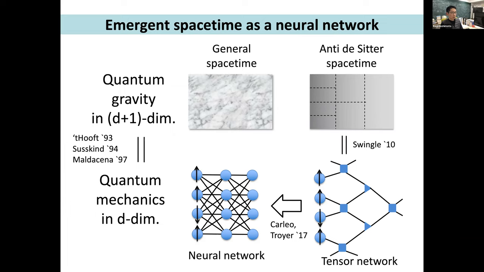function for a given spin system to a neural network. So a tensor network can be understood as a kind of neural network. So this is a generalization. And now you have a generalized network which represents the ground state of a quantum mechanical system. So the question is, okay, this is a generalization of tensor network, and tensor network corresponded to AdS space-time. So this neural network could correspond to a general space-time. So this is the big view of why neural network may work in the holographic setup.